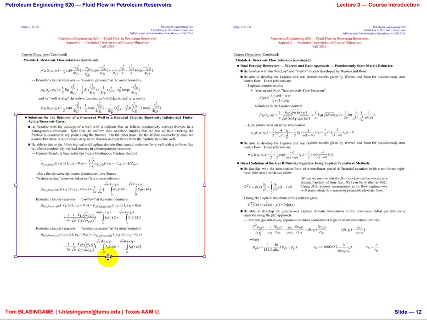How many of you have heard of an infinite conductivity vertical fracture? Not a uniform flux vertical fracture, but an infinite conductivity vertical fracture. So there would be some pressure drop in the fracture with a uniform flux fracture, but there is no pressure drop in the fracture for an infinite conductivity fracture. That means that a fluid particle starting there and going to the wellbore, there's no pressure drop.